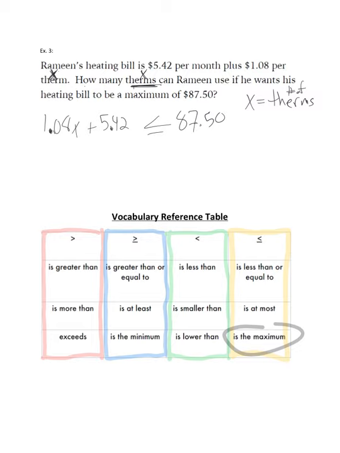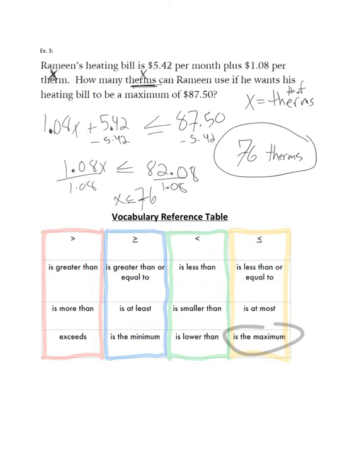Now we just solve using our inverse operations. So go ahead and do that. So here we see that once we subtract the 5.42 from both sides and divide by $1.08, we wind up with x is less than or equal to 76. So here Ramin can use 76 therms of heat and still stay within his budget of $87.50.